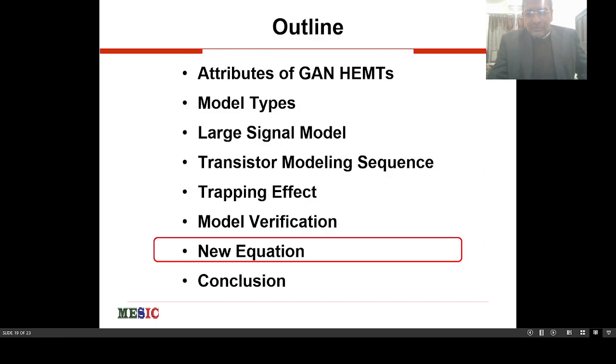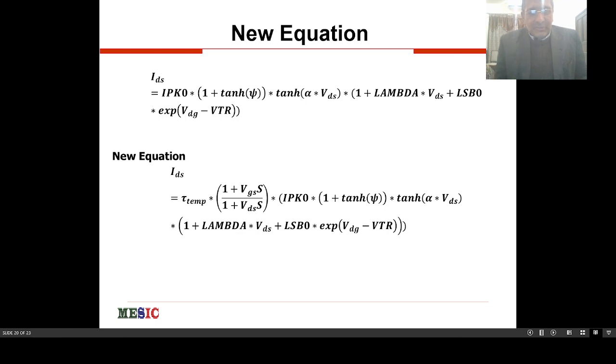And the last one, the drain equation. This is the normal drain equation of a transistor. Then we put in a new equation, you can see with the temperature, tau, and 1 plus VGSNS, 1 plus VDSN, as this is the trapping equation, which we put inside and make it a more accurate transistor model.